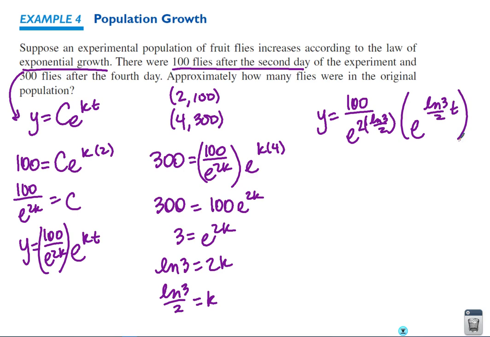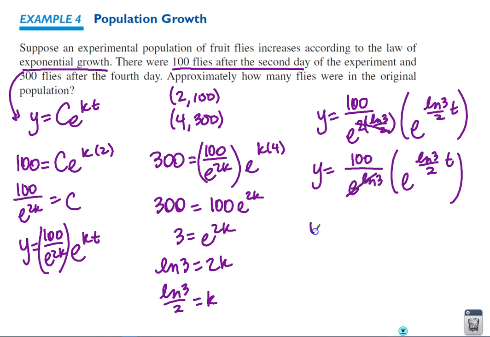All right, let's clean this up. I can sense that you guys are on panic mode right now. 100 over 2 times something to the 1/2. Those cancel out. So e to the natural log of 3 times e to the natural log of 3 over 2t. Okay. E to the natural log of 3 cancels out. So y equals 100 over 3 times e to the natural log of 3 over 2t.